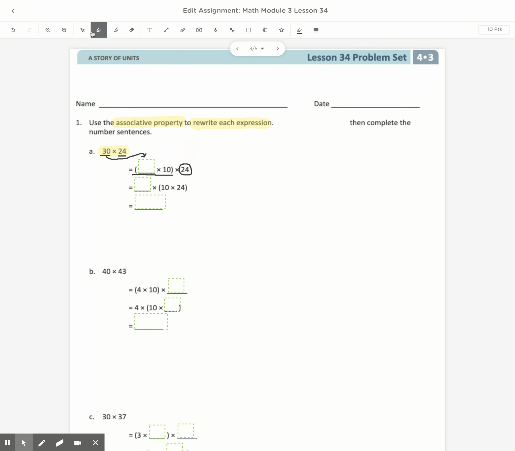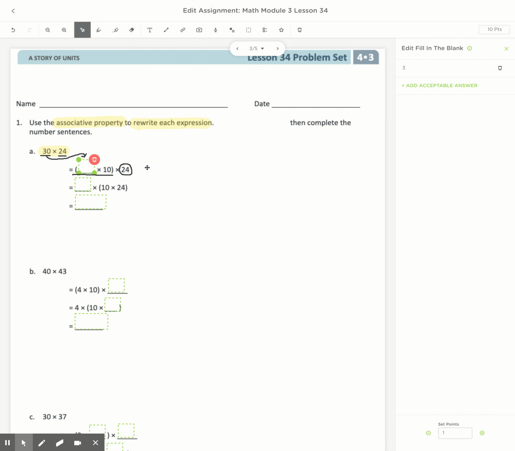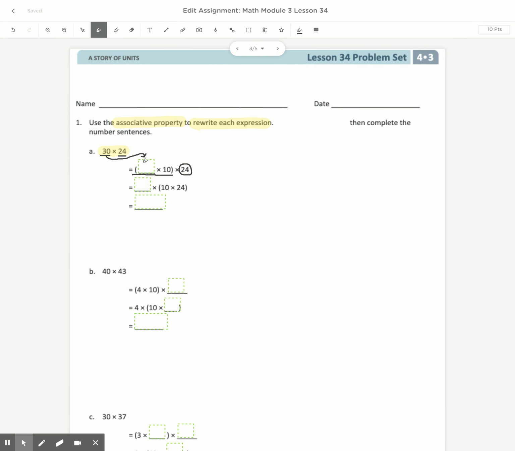I skip counted 3 times. So that tells me that right in there, I should put a 3. I forgot I am not on the student side, so I have to write everything in with the pen tool. But remember, if you have a green answer box, that means that you need to make sure that you type in your answer.